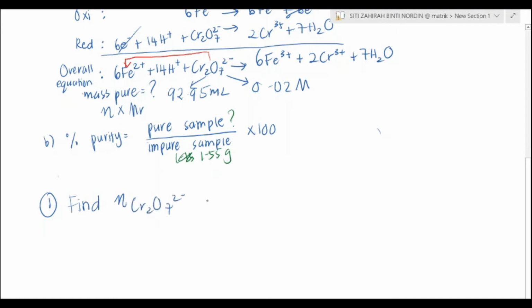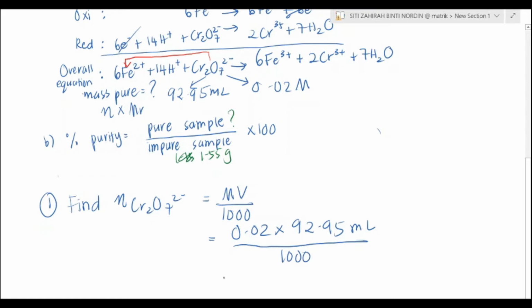Okay, so first find mole of Cr2O7 2 minus, which would be MV over 1000. Okay, so the molarity is 0.02 times 92.95 ml divided by 1000. So you've got 1.859 times 10 to the power of minus 3 mole of Cr2O7 2 minus.